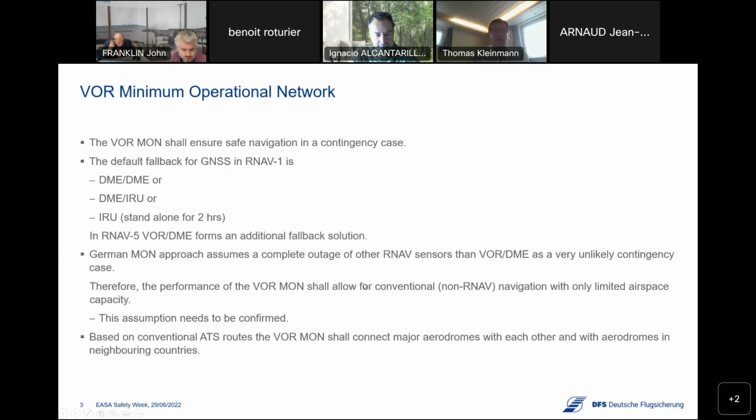The MON approach in Germany assumes that the VOR/DME sensor will be a backup of the backup, and the main resilience backup system will be DME, and therefore we concentrate on this infrastructure. The VOR MON will not be a full contingency backup system for ANAV 1. It will be an operational network which allows only conventional navigation and support of the ANAV 5 for the en route case, and therefore we expect, in a case of a complete outage also for DME, that we will have reduced operation in Germany.